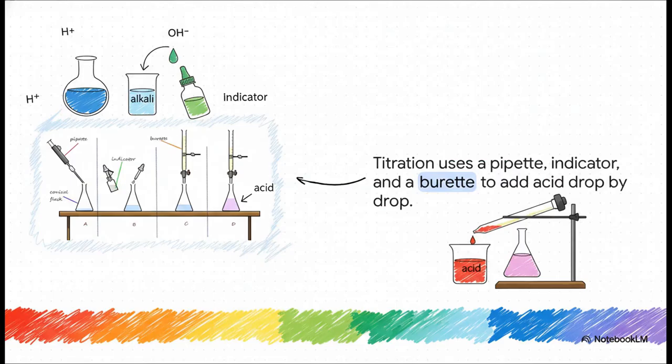And the answer is a technique called titration. You use a pipette for a super accurate starting amount of the alkali, add a few drops of indicator, and then use that long, skinny tube called a burette to add the acid one single drop at a time. You watch that indicator like a hawk, and the second it changes color, bam, you stop. You've hit the neutralization point perfectly.